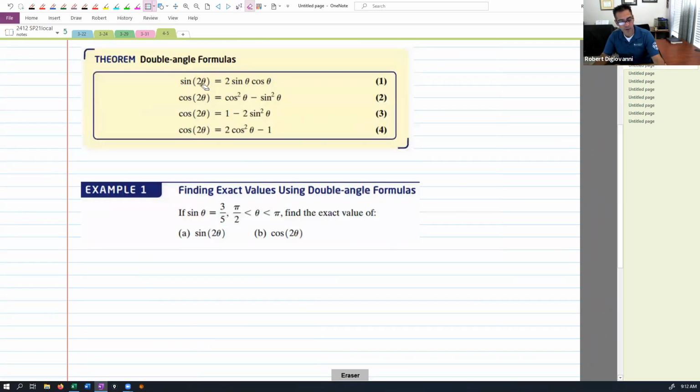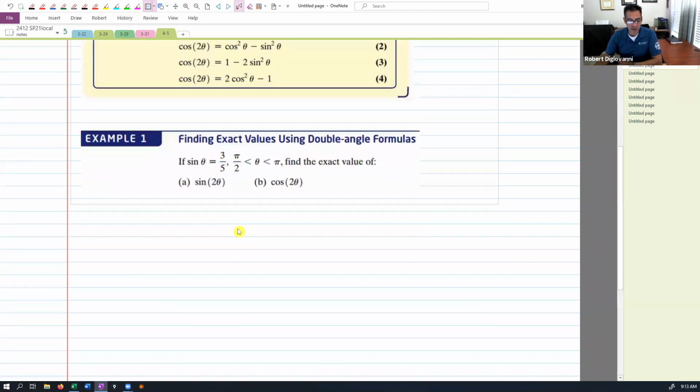So our first example is to find the exact values of what they're asking using the double angle formula. First of all, they give us some information. They tell us that sine of some angle theta is equal to 3/5, and that theta is between pi/2 and pi. Then they want us to find the exact value of sine of 2 theta and cosine of 2 theta. So I'm going to start with what I'm given.